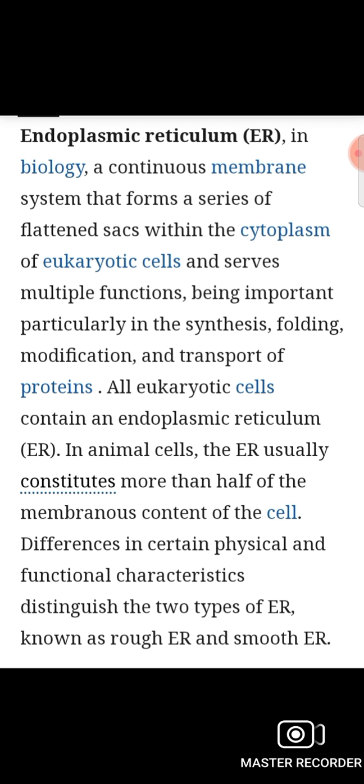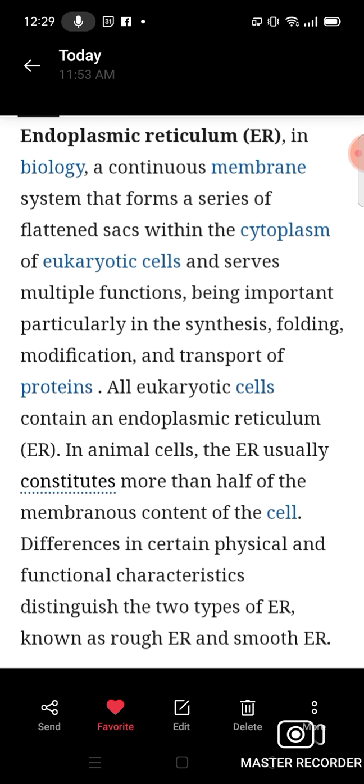The endoplasmic reticulum in the cell is a continuous membrane system that forms a series of flattened sacs within the cytoplasm of eukaryotic cells, and it serves multiple functions, being particularly important in the synthesis, folding, modification and transport of proteins. So the endoplasmic reticulum is a membranous structure, and it is not made up of only one membrane. It is a continuous membranous structure which forms a series of sac-like appearances in the cytoplasm of the cell.